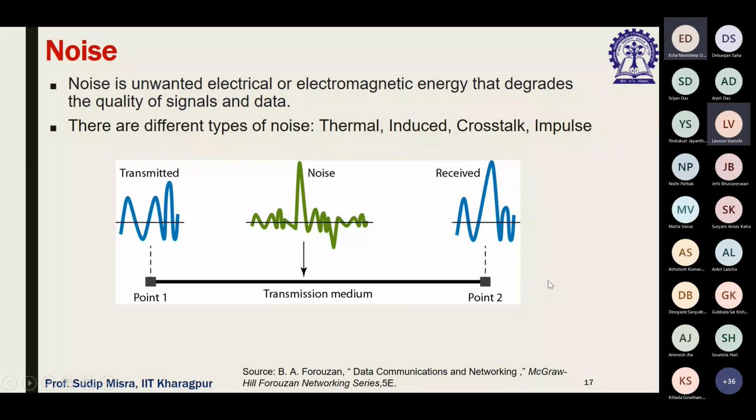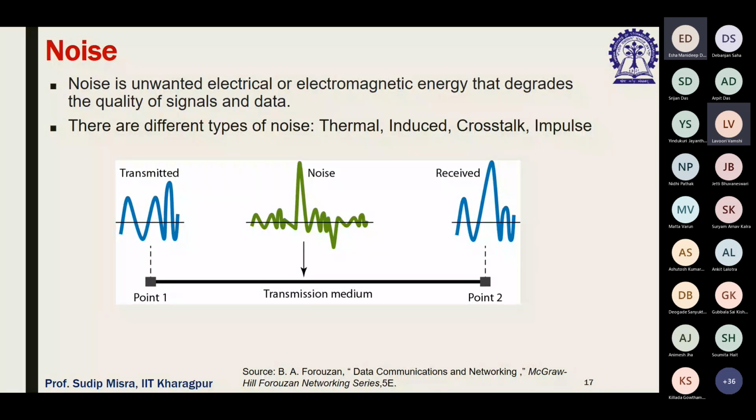It is degraded at the receiver end. So these four types, thermal, induced, crosstalk, and impulse, I would urge you to understand yourself. Thermal noise is due to the movement of the electrons in the medium. So the movement of that is the thermal noise.